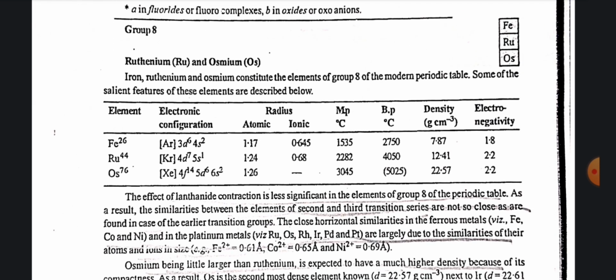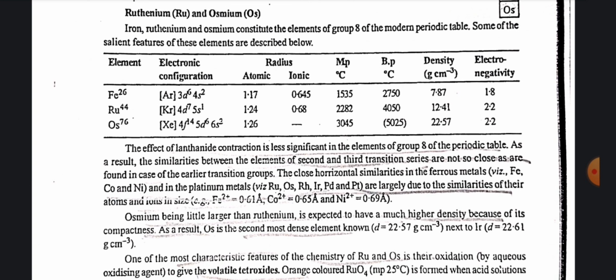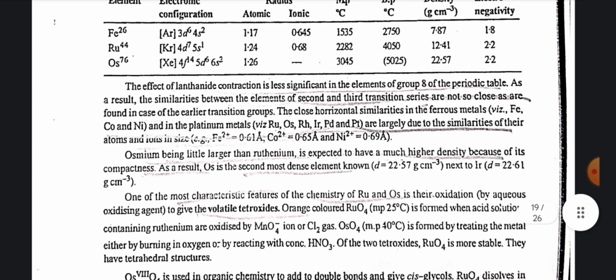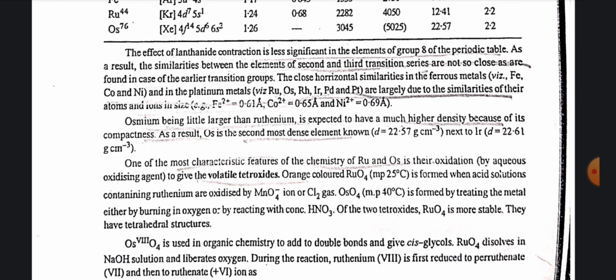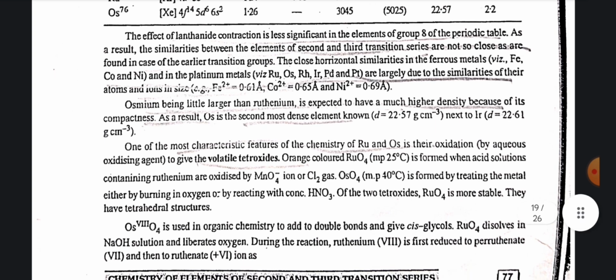Group 8, ruthenium and osmium. Iron, ruthenium and osmium constitute the elements of group 8 of the modern periodic table. Some of the salient features of these elements are described below. The effect of the lanthanide contraction is less significant in the elements of group 8 of the periodic table. As a result, the similarities between the elements of the second and third transition series are not as close as are found in the case of early transition groups.